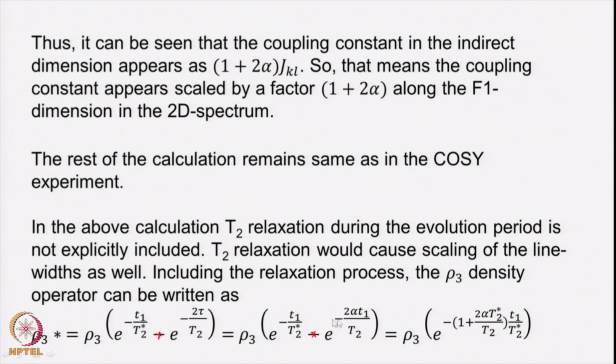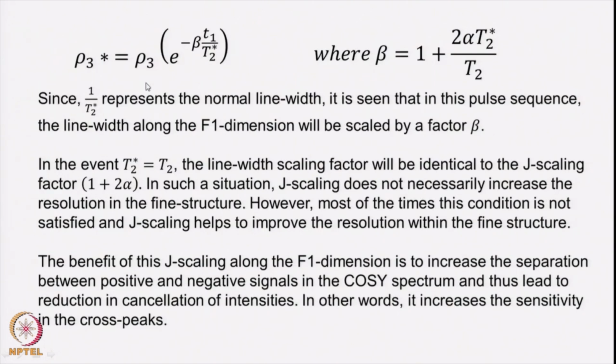So, when you put this together, then of course you will get this in the superscript: e to the minus inside bracket 1 plus 2 alpha T2 star by T2, into T1 by T2 star. This one of course is coming from this term here. So, if I were to call this a factor, rho 3 star is equal to rho 3 into e to the minus beta into T1 by T2 star, where beta is equal to 1 plus 2 alpha T2 star by T2. Therefore, the relaxation causes a modulation of the line widths as well.